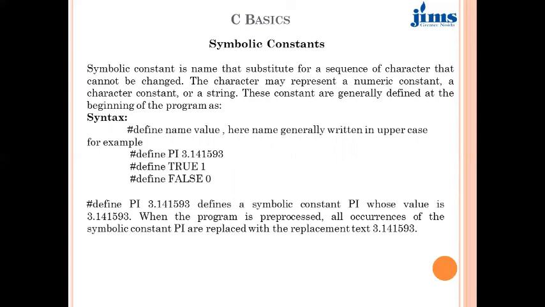Similarly, TRUE means 1 and FALSE means 0. So if you want to represent 1 in your programming, you can write TRUE. If you want to put the value of pi in your programming, you can directly write PI instead of writing 3.141593 again and again. So your compiler will understand that the meaning of PI is 3.141593. Now what is this hash define?